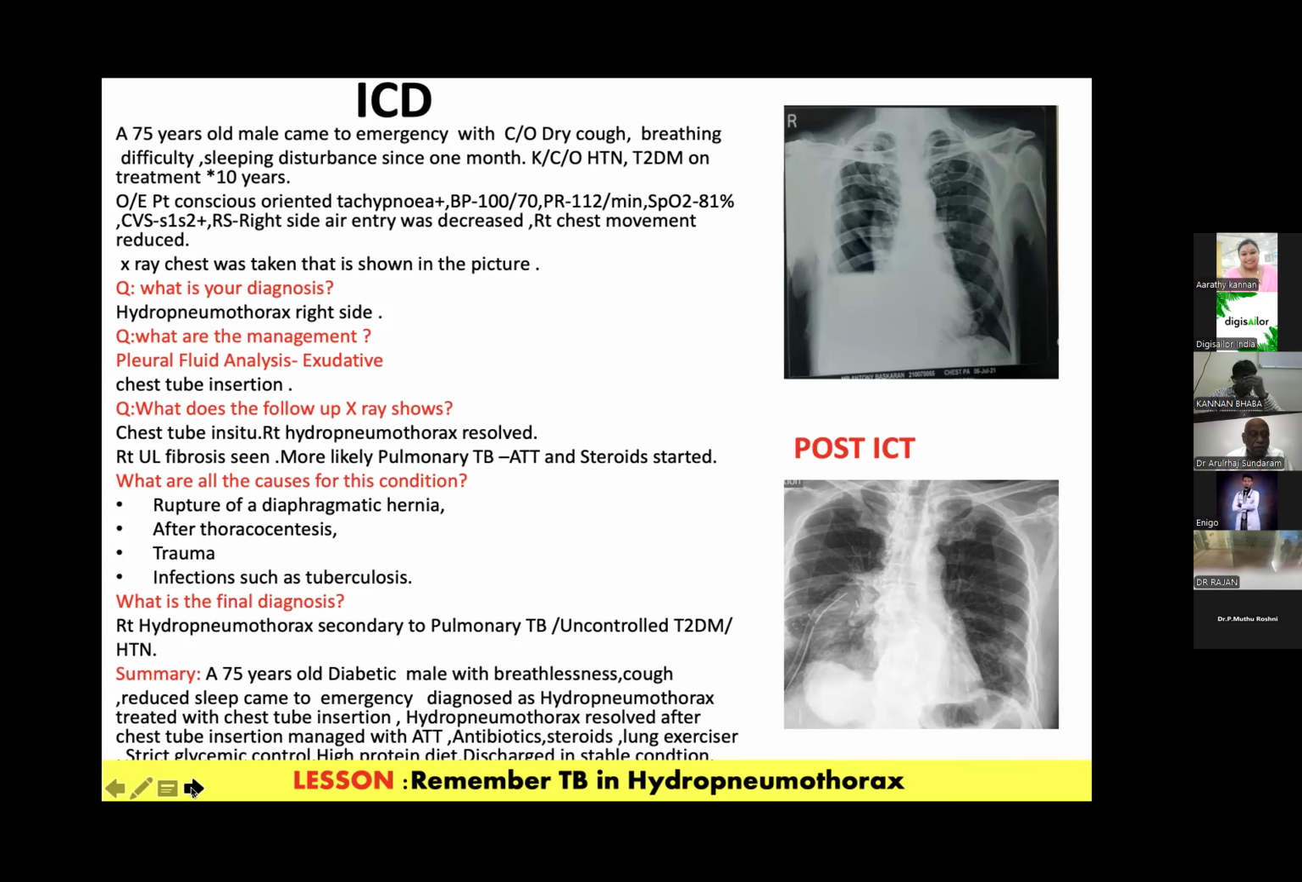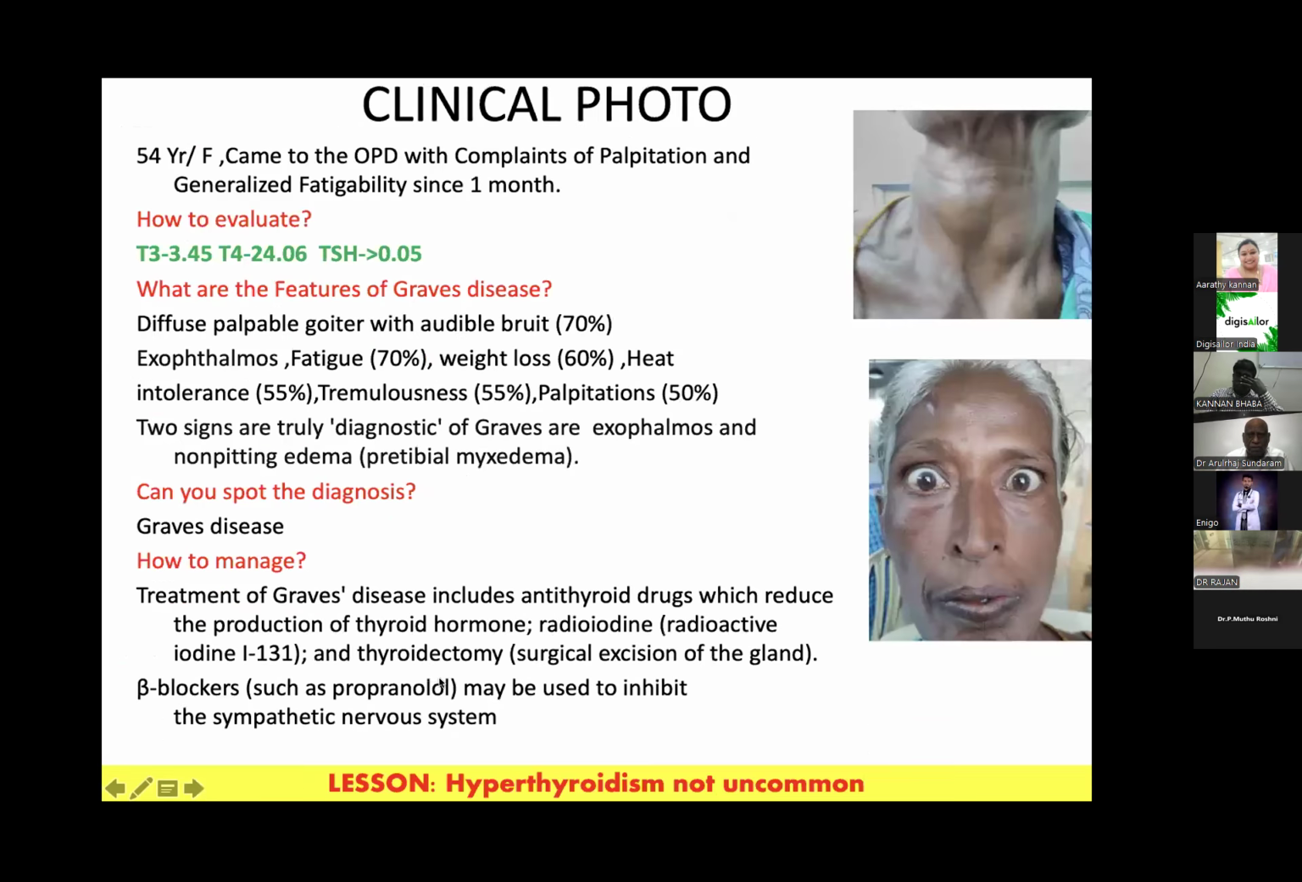You may have to do a thoracoscopy and then close it. Here is a very, very interesting case. You see here there is a prominent eyeball. The limbus is seen, which means that is a proptosis.